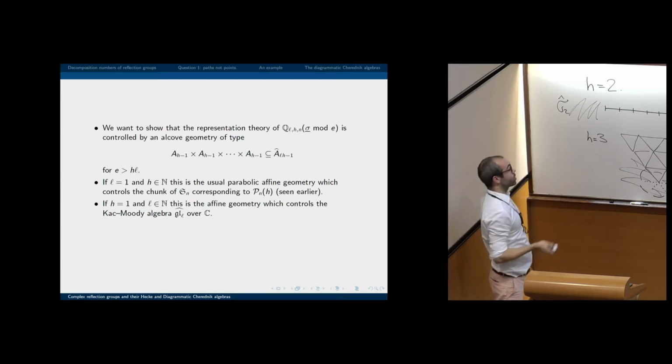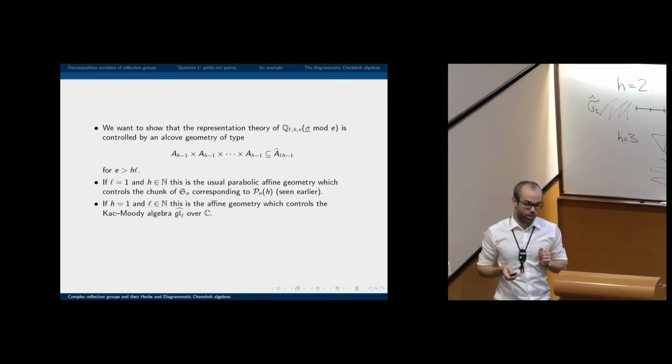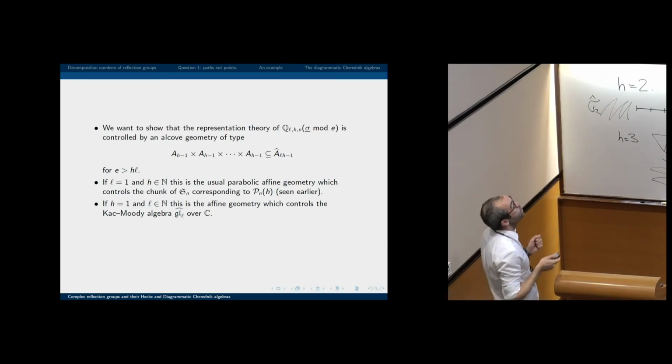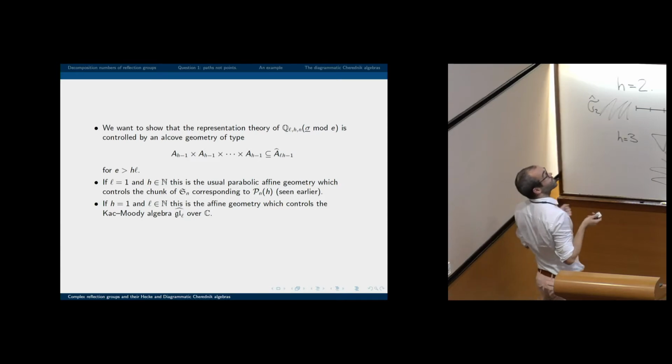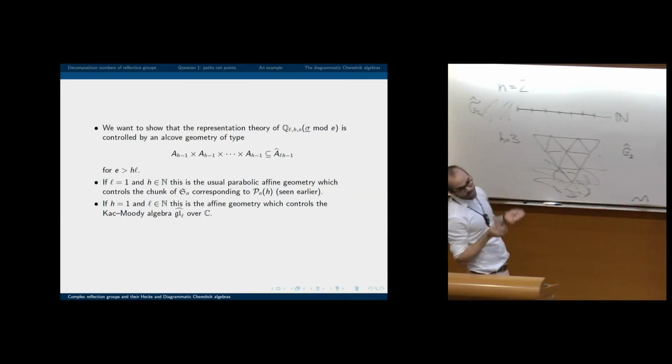And H is 1, this algebra actually already had a name, and it was called the generalized blob algebra, which is unfortunate, but it was named by Paul Martin, which is why it's got such a bad name, but it's a very interesting algebra.